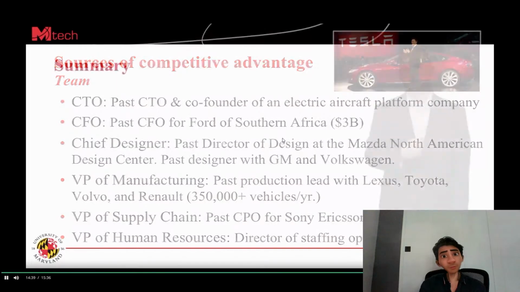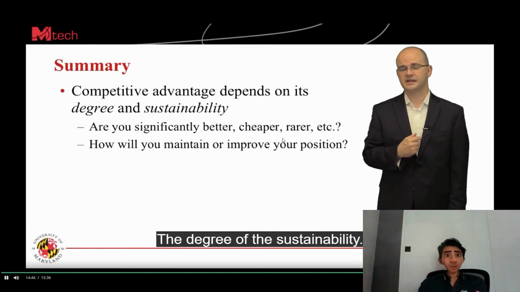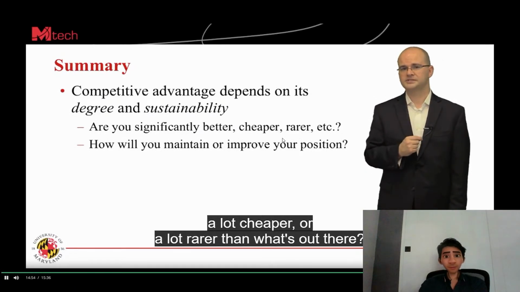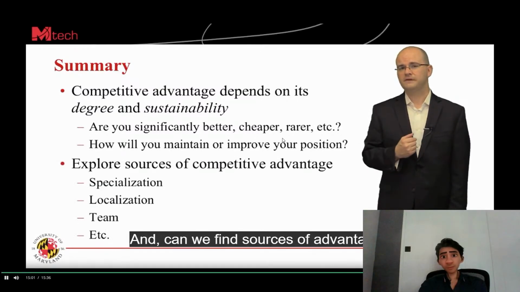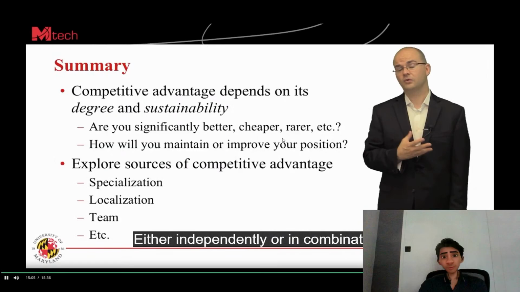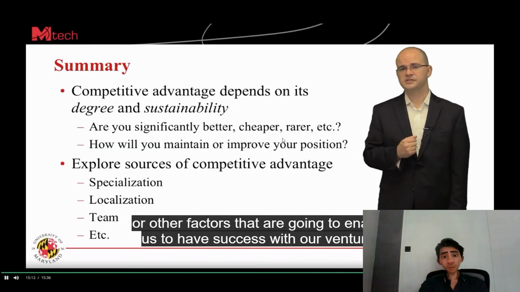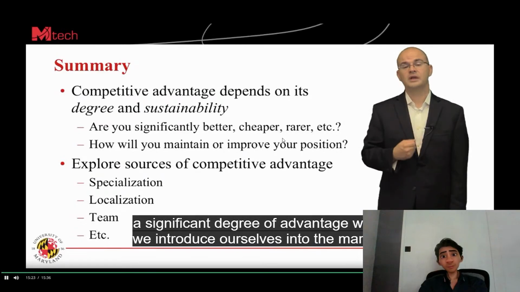So in summary, we want to think about competitive advantage by two facets: the degree of advantage and the sustainability. Can we do something that is a lot better, or a lot cheaper, or a lot rarer than what's out there? Can we build something that's sustainable, that's difficult to copy? And can we find sources of advantage, either independently or in combination, such as specialization, localization, building a great team, or other factors that are going to enable us to have success with our venture and enable us to tee ourselves up where we can be sustainably advantageous with a significant degree of advantage when we introduce ourselves into the market.